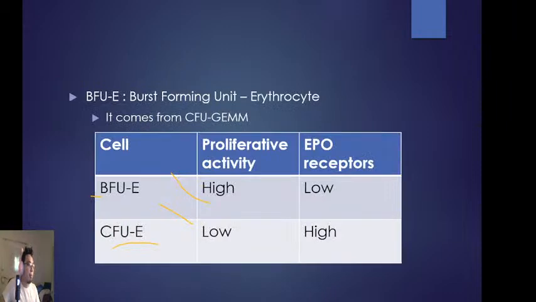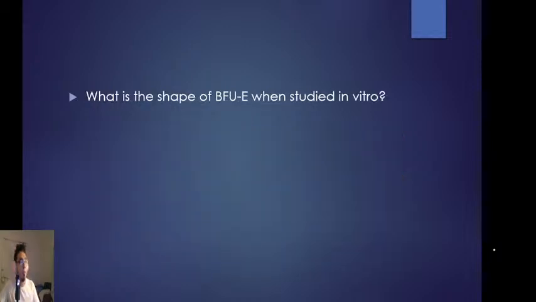How many EPO receptors does it have? It has low concentrations of EPO receptors. Because of its high proliferative activity, it doesn't require that much biochemical signaling. But CFU-E has more receptors because it's older. Now, what is the shape of BFU-E when studied in vitro? It is grape-like.